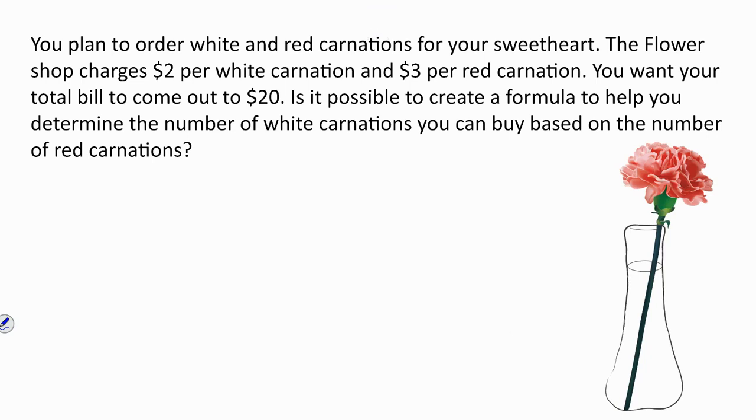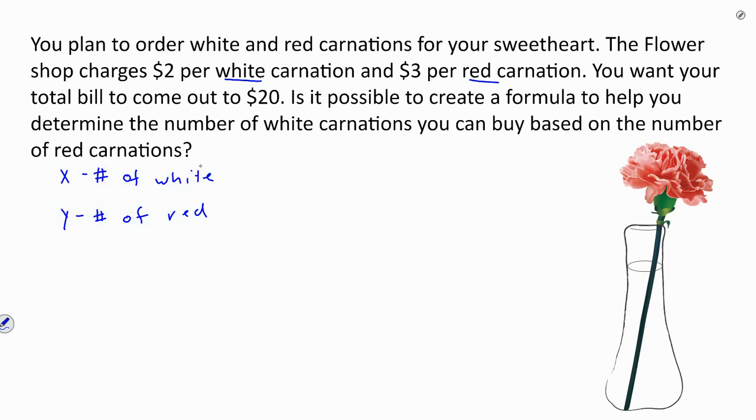So in this particular problem, we need to consider what we're talking about. We have two things we're looking at: white carnations and red carnations. So what I'm going to do here is set up two variables. We're going to say that X stands for the number of white carnations and that Y stands for the number of red. I'm going to set up an equation relating white, red, and $20, and then I'll see what I can do with it.